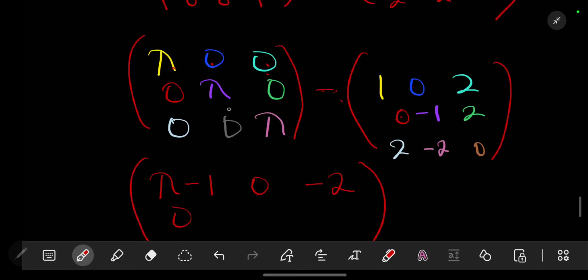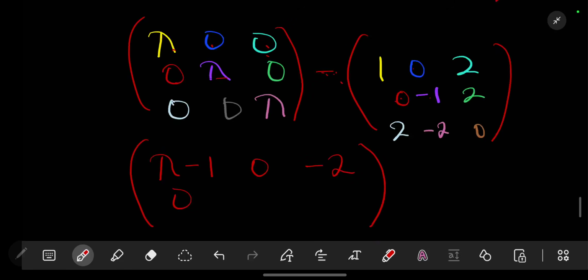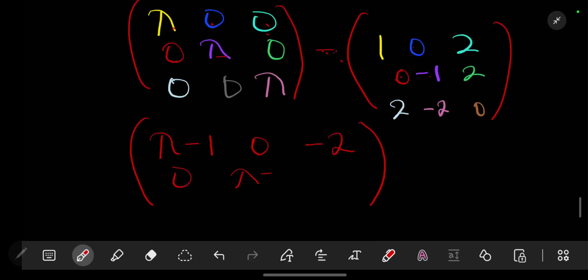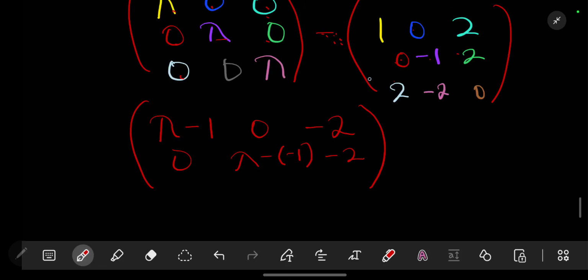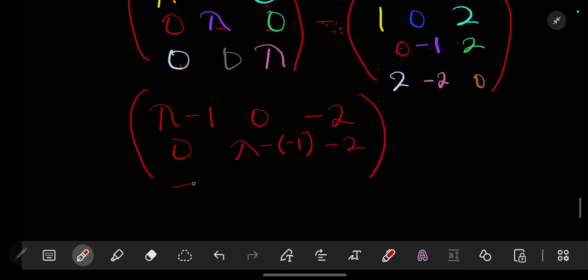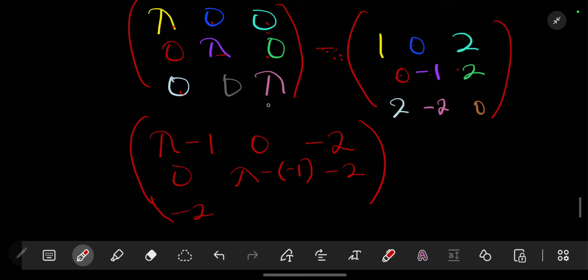As you can see, lambda minus this. Now here you need to be careful, it's lambda minus negative 1. Then we have 0 minus negative 2, so we have negative 2. 0 minus negative 2 gives us negative 2. Then we have our 0 minus negative 2, negative by negative, then 2. Lambda minus 0 will just be lambda here.